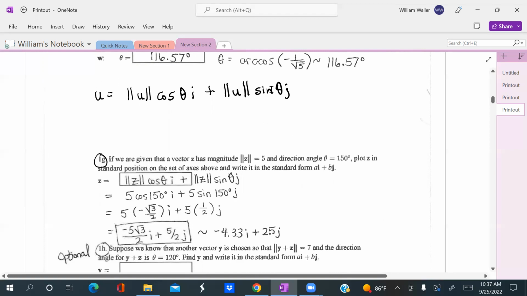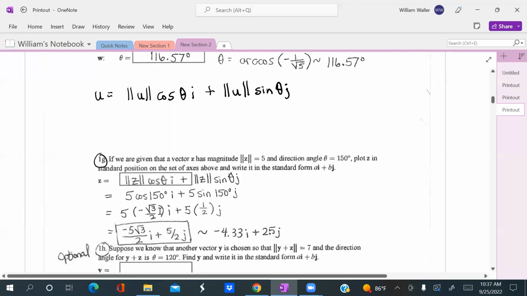If you remember this formula, that's easy to do, because you can write z in standard form as its magnitude times the cosine of its direction angle times i, plus its magnitude again times the sine of its direction angle times j. Well, we know what the magnitude of z is. It's 5, so we just fill in 5 for the magnitude. And here, we're not finding the direction angle. We're given the direction angle is 150 degrees. So we fill in cosine of 150 degrees and sine of 150 degrees, and then just calculate those.